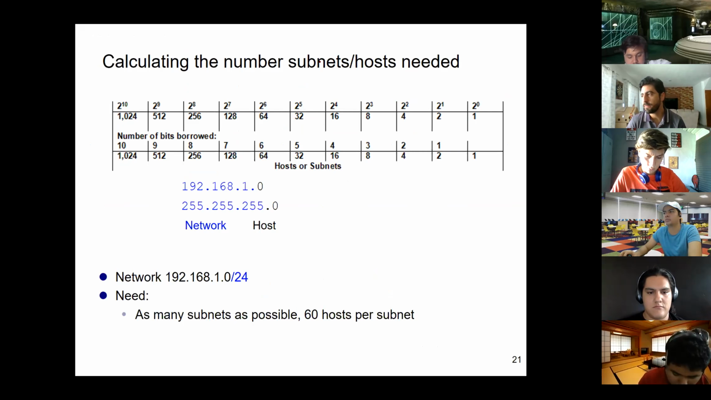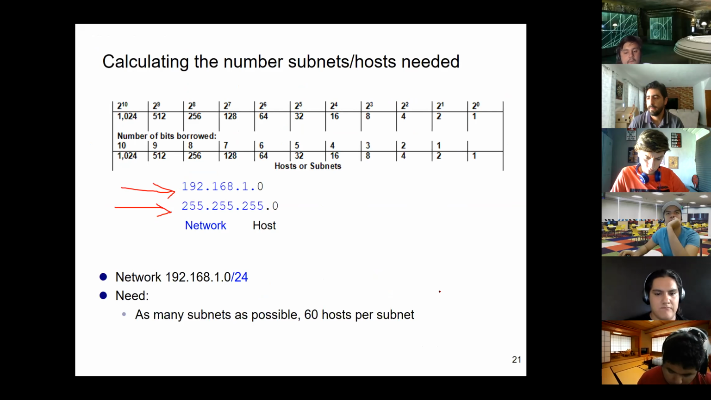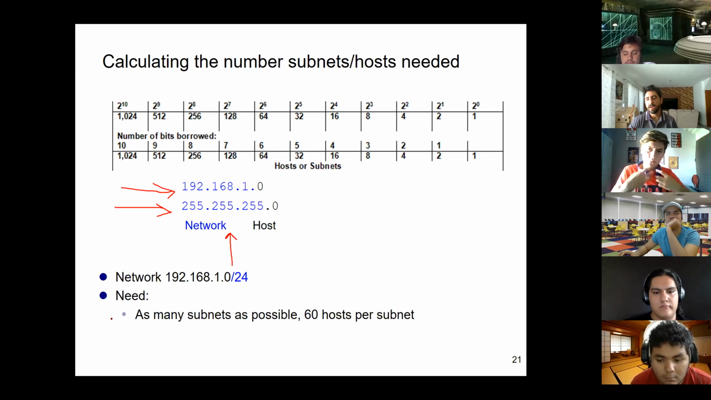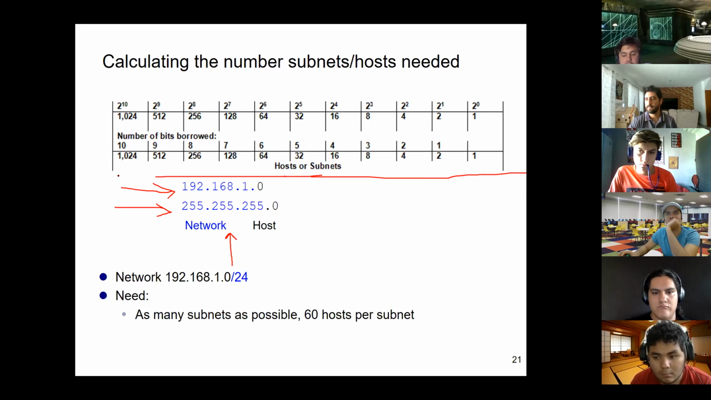To calculate the number of subnets or hosts that are needed, this is the same thing that I keep repeating, I just put it here. So let's say this is the IP address, this is your IP, and this is the subnet mask. This is the same thing, a different way of showing it. So this is a question for you. They come to you with this setup. Just for now, forget this part. Just look at the questions.